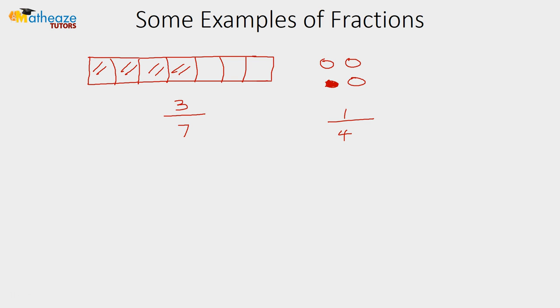We can also ask the question in the reverse. After giving 1 away, what fraction of our total number of balls did we have left? So we start off with 4, we gave 1 away, so we have 1, 2, 3. So we have 3 left.